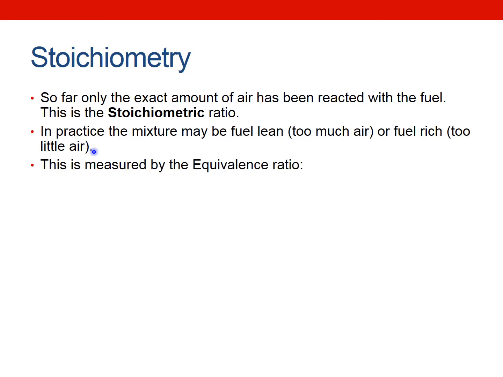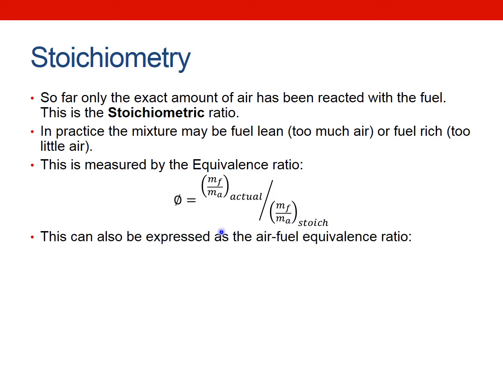And a way of measuring this is by the equivalence ratio, and there are 2 of these which I'm going to present to you. The first is the fuel to air equivalence ratio. What it is, is the fuel to air ratio that you actually have in the mixture that you're looking at, divided by the fuel to air ratio for your stoichiometric mixture.